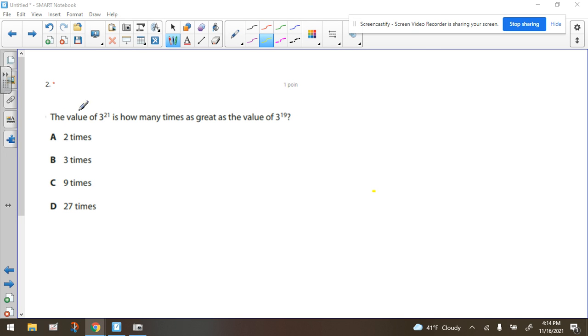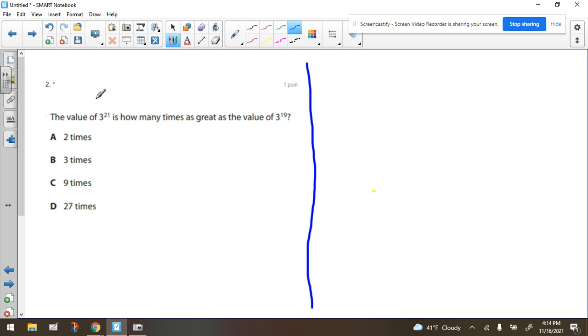We're looking at number 2. It says the value of 3 to the 21st power is how many times as great as the value of 3 to the 19th power? So to help wrap our brain around what we're going to do here, let's solve what we call a simpler problem.